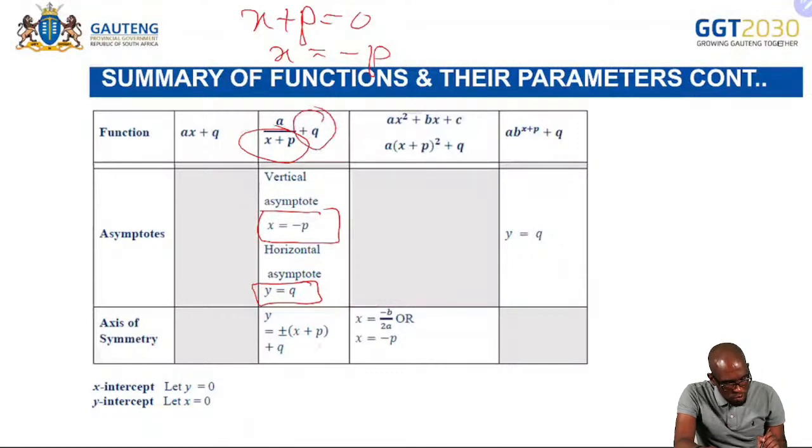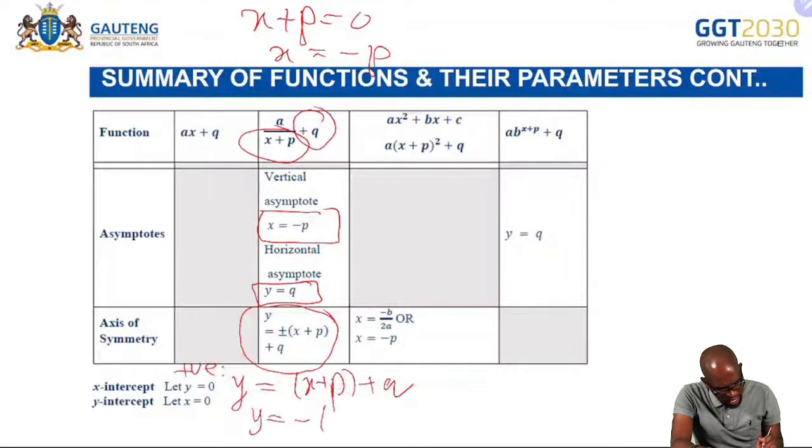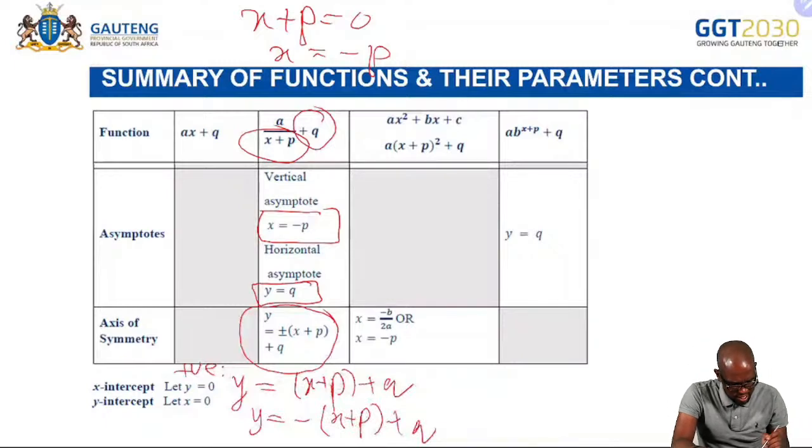And then from there we have the equation of the axis of symmetry. That would be the line that divides the graph into 2 equal halves. We normally say to get the positive axis of symmetry, we're going to use x plus p plus q. To get to the negative one, we're going to use minus x plus p plus q. That is why it's written the way that it's written there.